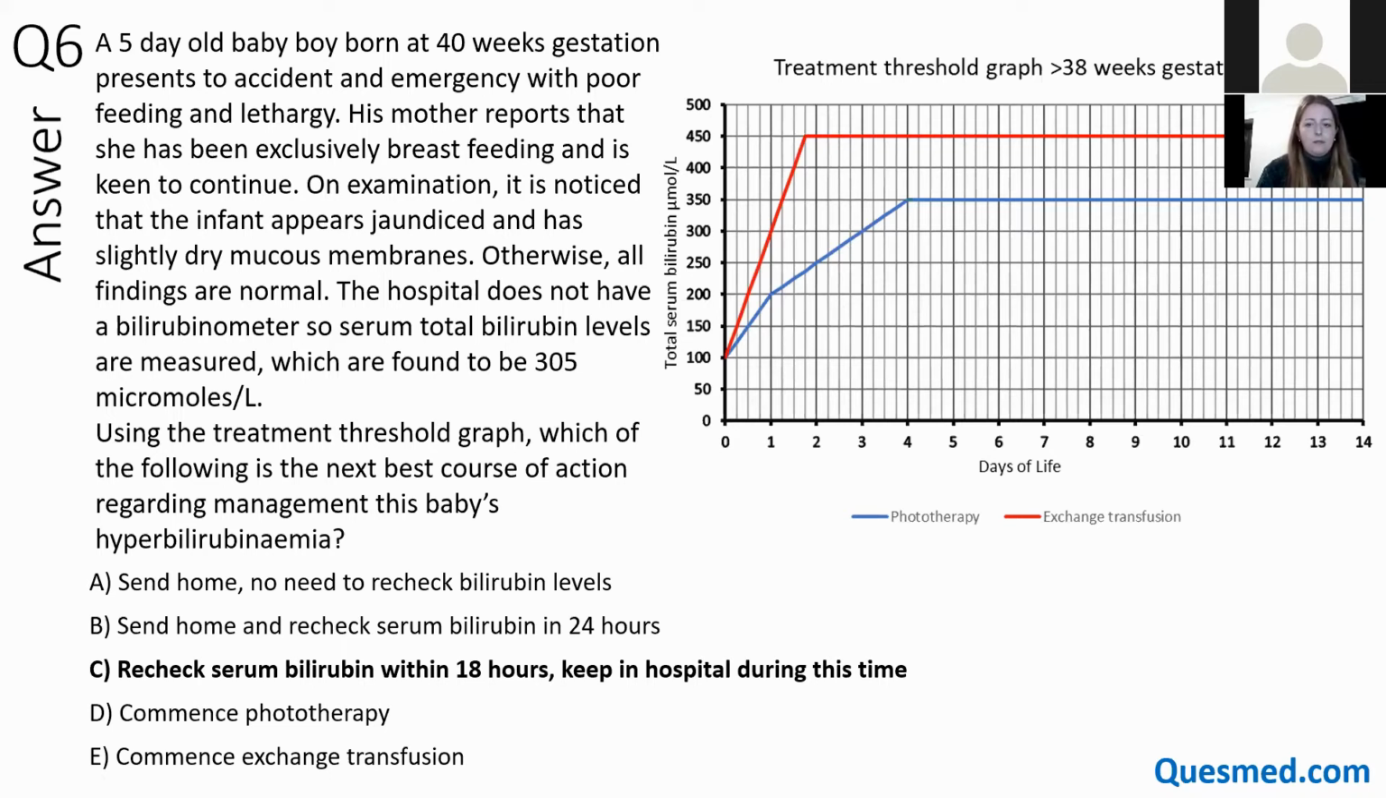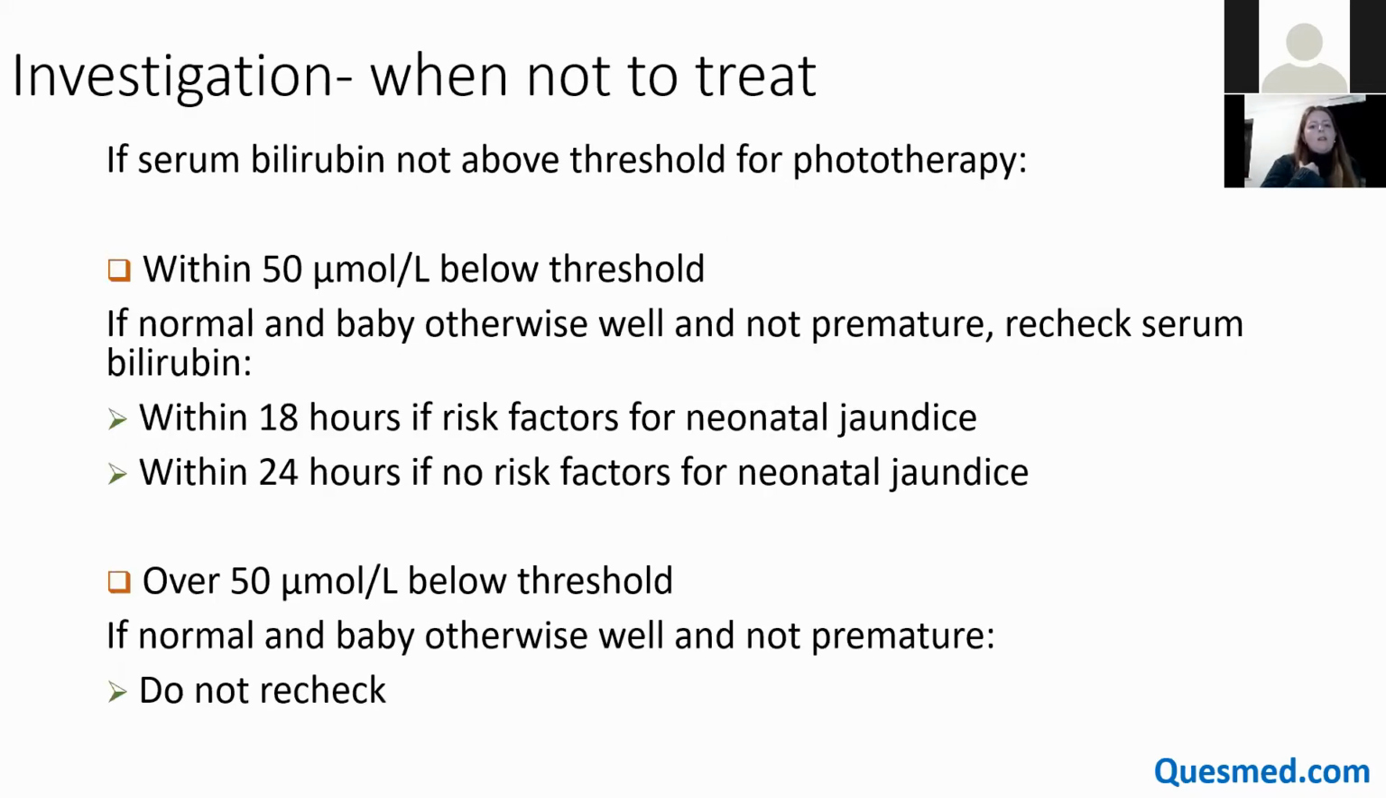So, when not to treat hyperbilirubinemia? Well, essentially, if you check the bilirubin and it's within 50 micromoles below the threshold for either treatment, but particularly when we're thinking about phototherapy, you need to recheck again to make sure, because it's so close to the treatment threshold line, that it's not going to eventually end up going over it.